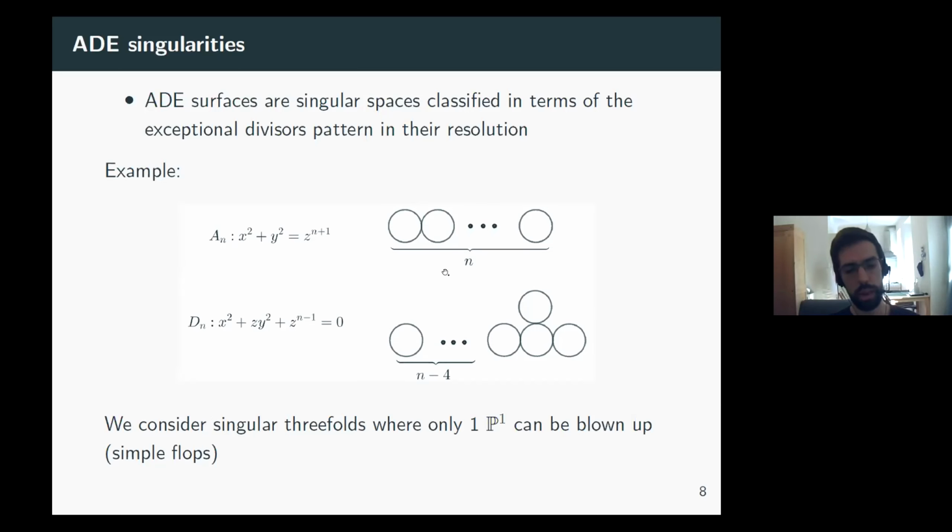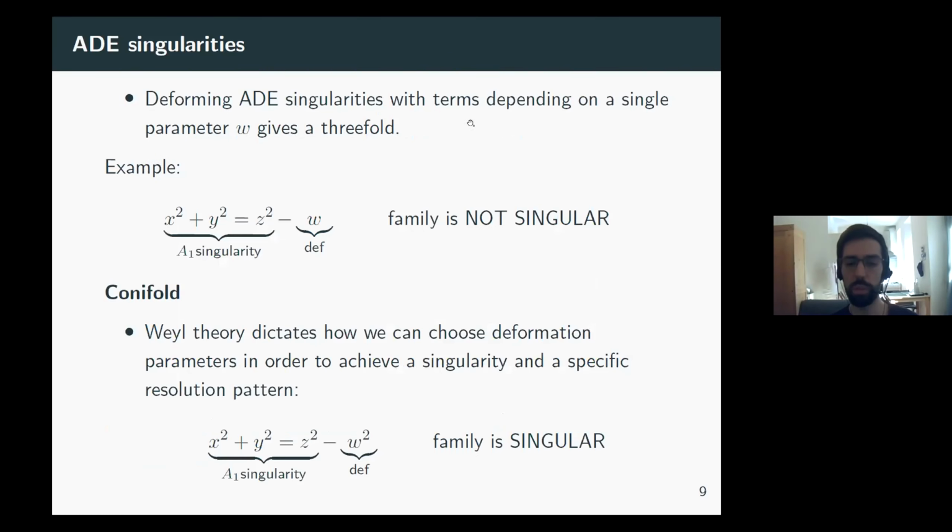The point is that we can make a threefold out of an ADE surface by deforming it with terms that depend on a single parameter W. So just to give you an example, if we have an A1 singularity, we can add some deformation term depending on a complex parameter W, and now we obtain a threefold. In this case, this family is not singular because the term depending on W is linear, but taking into account Weyl theory, we can see that it dictates how we can choose the deformation parameters in order to achieve a singularity and a specific resolution pattern.